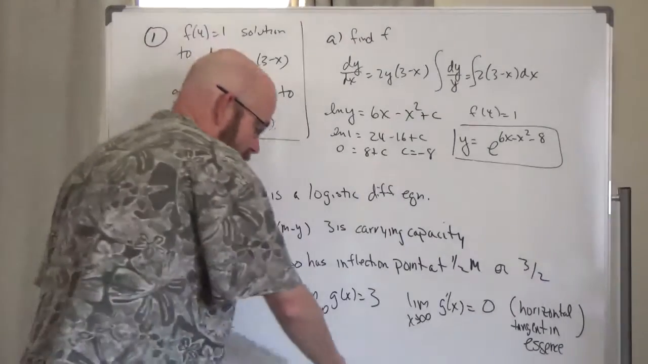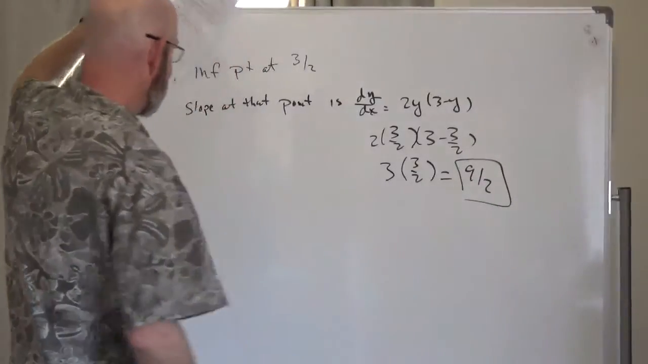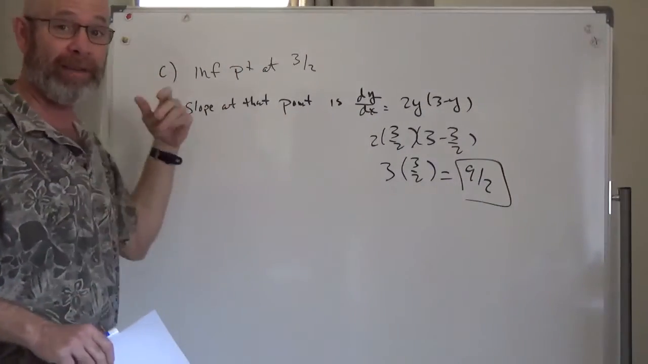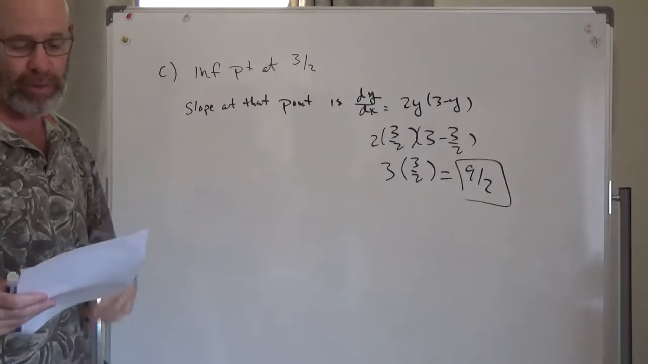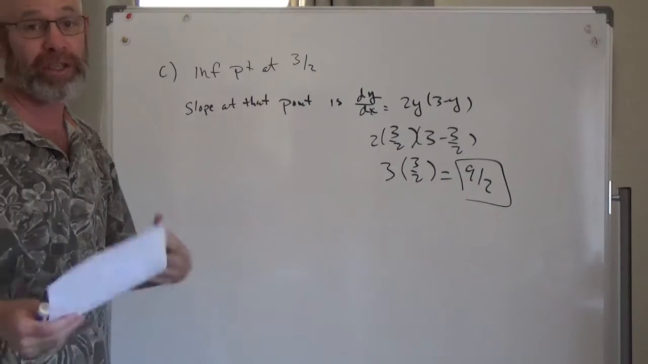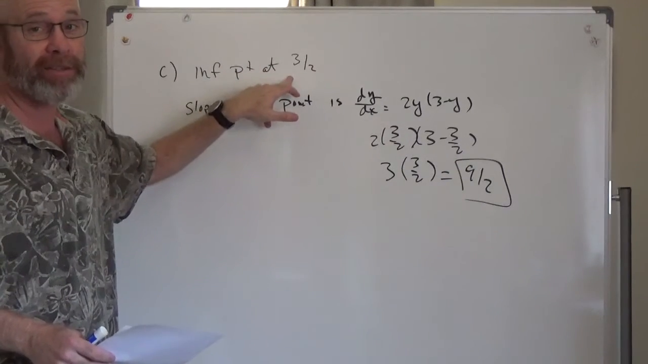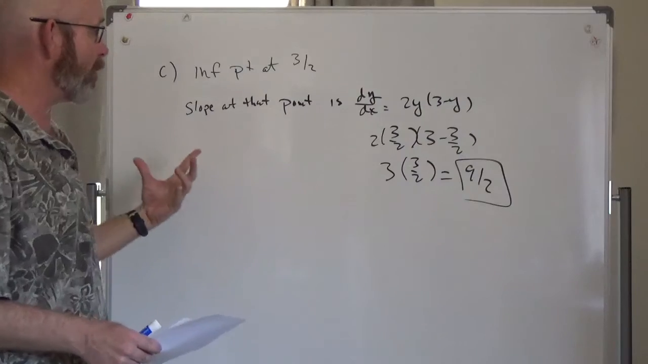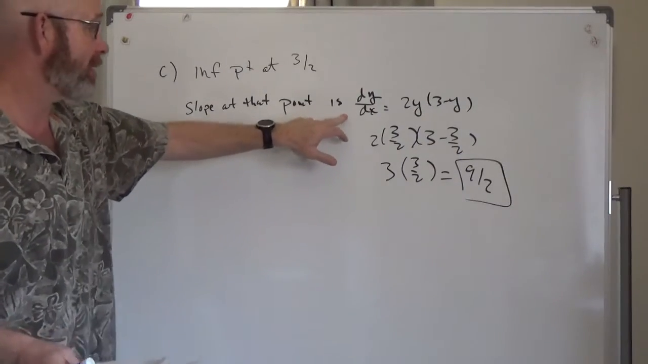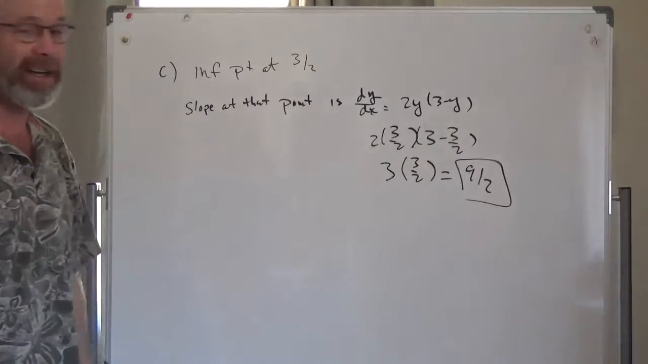And then the last part of that question, pretty quick too, was to find the inflection point and then find the slope at that inflection point. Sometimes they might just ask find the rate of the population change. It's the same question as slope. The inflection point's at 1/2 the carrying capacity, so it's 3/2. And they just ask for the slope at that point, so all I got to do is plug it into dy/dx. It's 2y times (3 minus y). y is 3/2. Plug it in, I got 9/2.